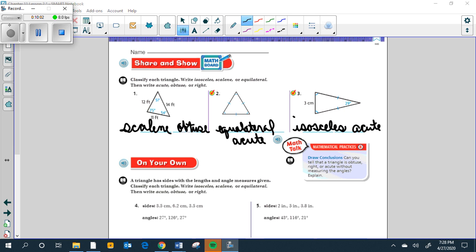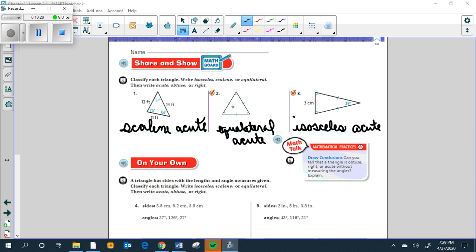So let's take a look, scholars. On this first triangle here, we see that we have 3 different sizes of the sides. That would make it scalene. And it has 3 angles, each of them less than 90 degrees, so that would make it acute. So number 1 should be scalene, acute.